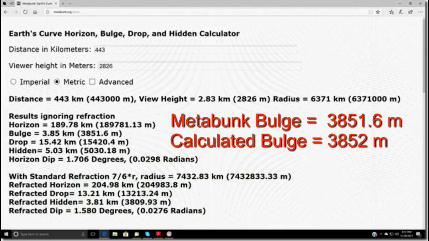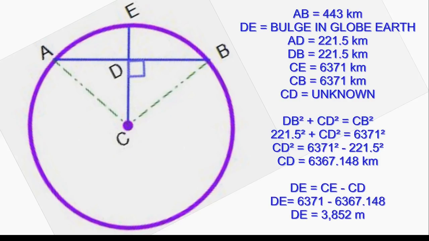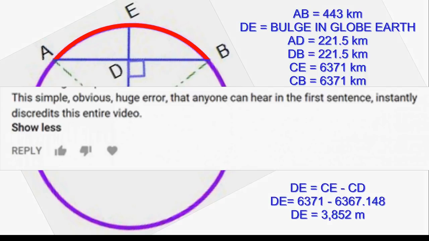But in the interest of answering the commenter and finding out how much difference it really makes, we will do the additional calculations. What the commenter is saying is that the 443 kilometer distance between the mountains is over the arc of the circle and not through the chord of the circle. This I agree. Now let's see how much of a difference it makes, and if it was an obvious huge error that instantly discredited the entire video as claimed.